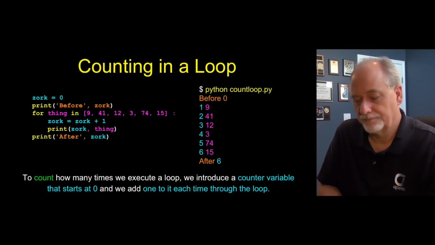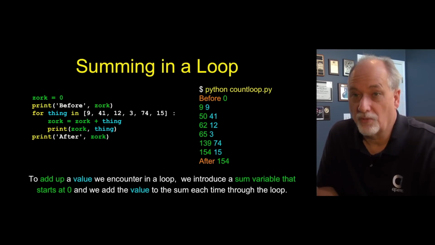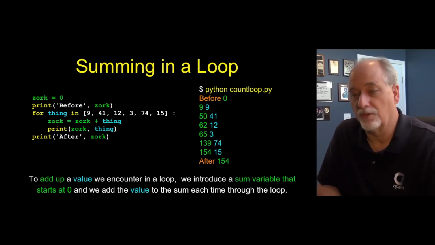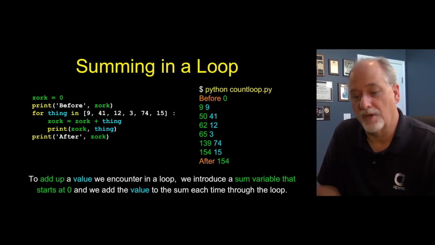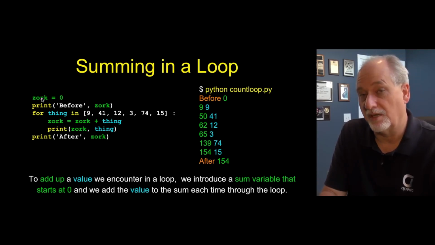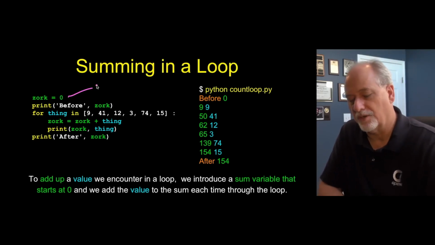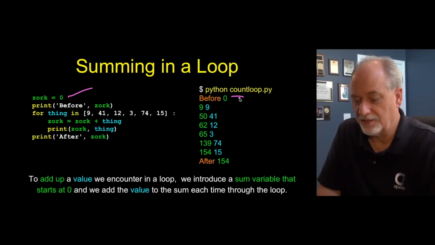Now, we can do the same thing to get a total. The way the total works is you compute a running total of the items that you've seen so far, and at the end, the running total, in effect, becomes the total. A better variable name for this would be sum or total, but I'll use Zork again.